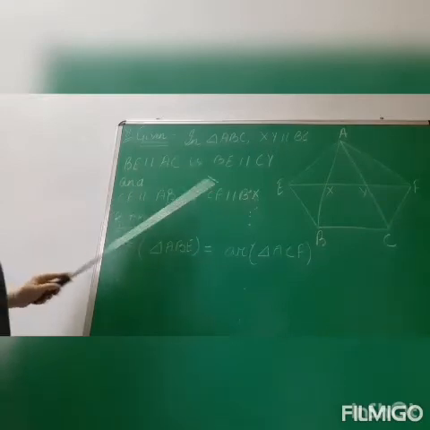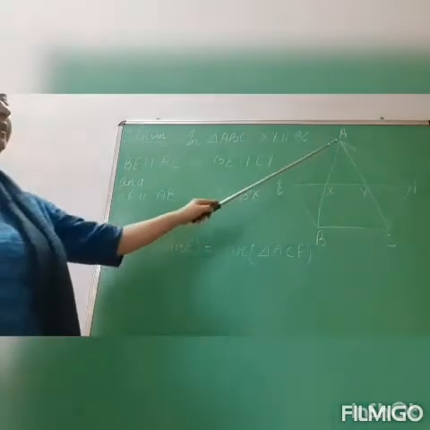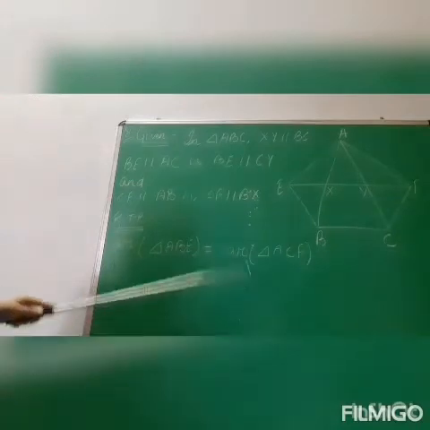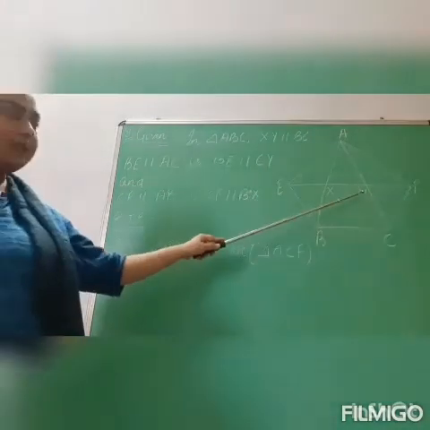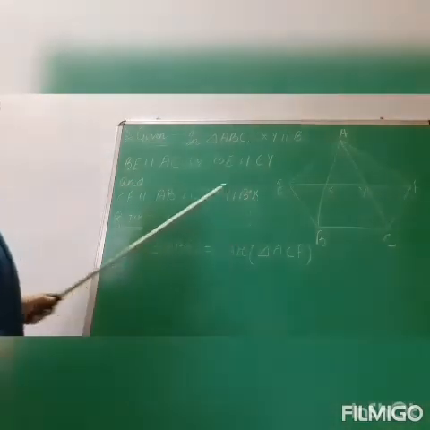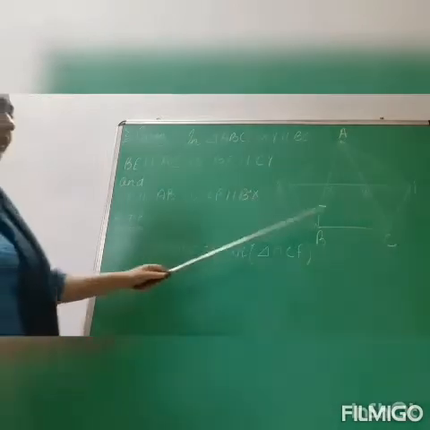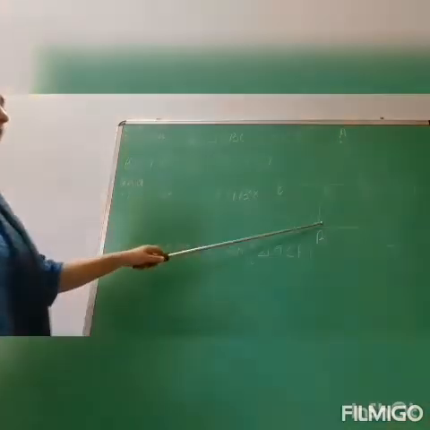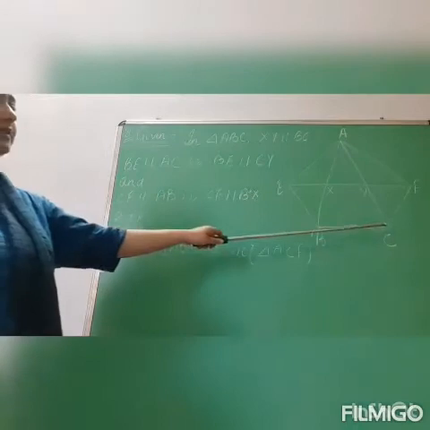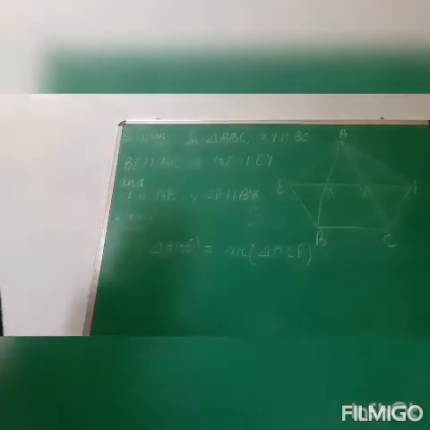BE is parallel to AC, and that means BE is parallel to CY also. Similarly, CF is parallel to AB, and that means we can also say CF is parallel to BX.